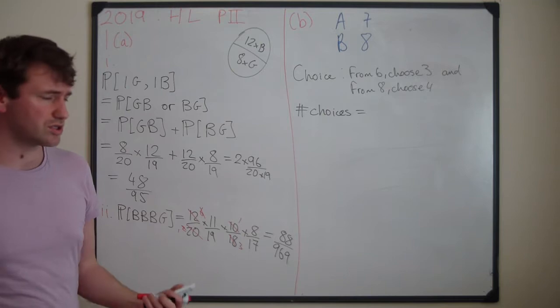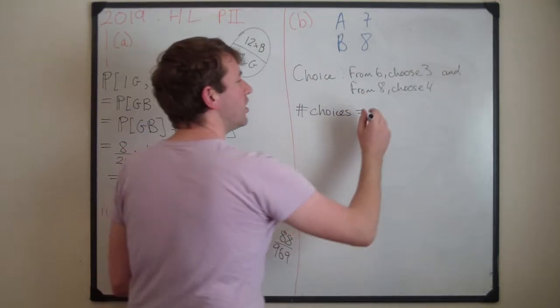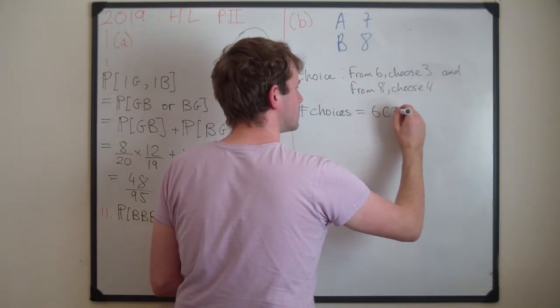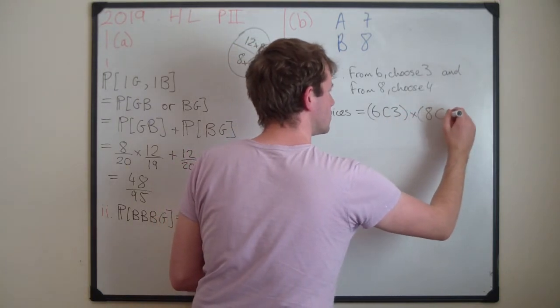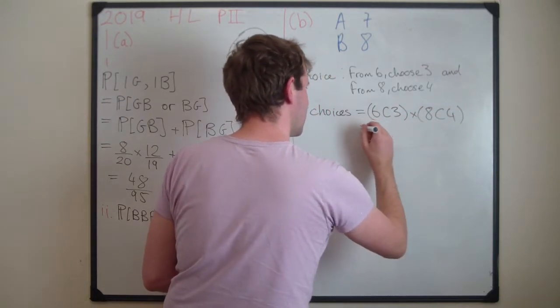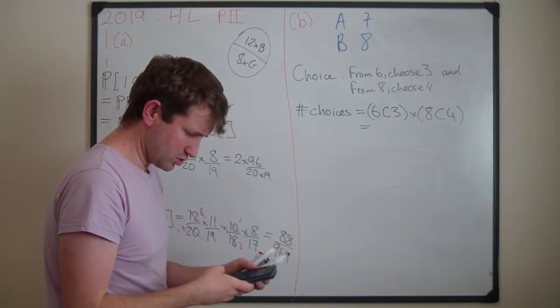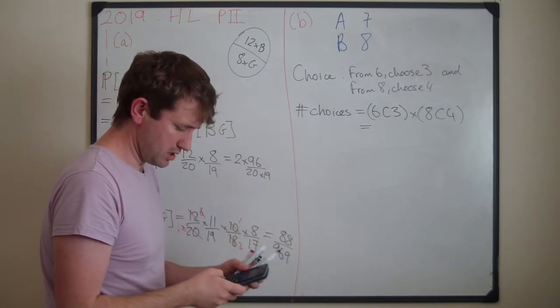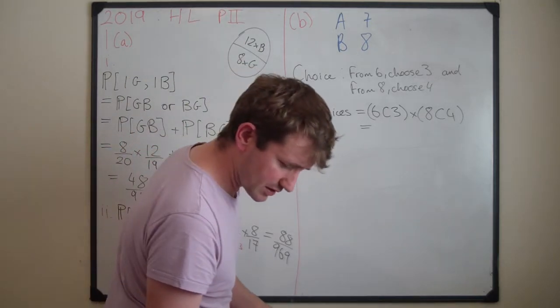Now, how many ways from 6 can you choose 3? It's 6, choose 3. I'm not sure how you write it. Do you write the 6 and the 3 in the big brackets? Or you can write it as 6, choose 3, multiplied by 8, choose 4. And we'll do that on the calculator. 6, choose 3, multiplied by 8, choose 4. And I get 5,880.